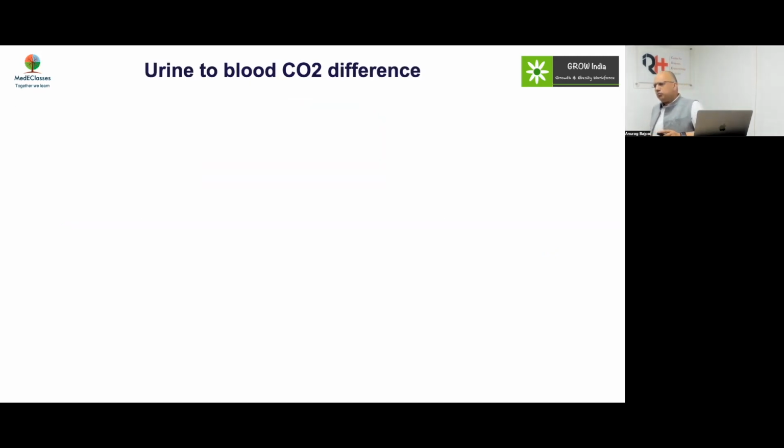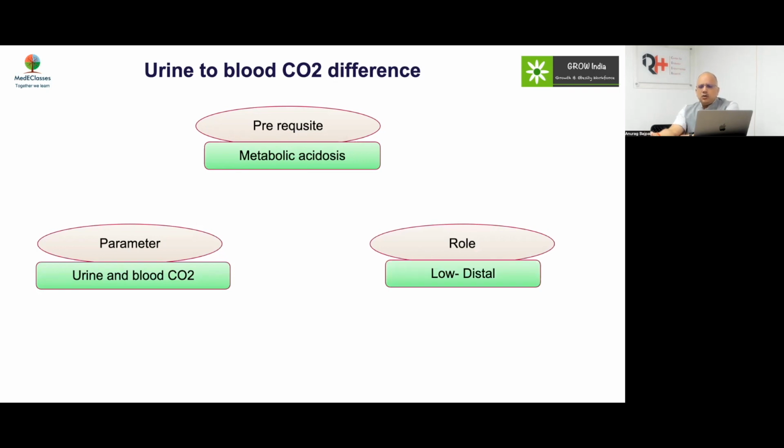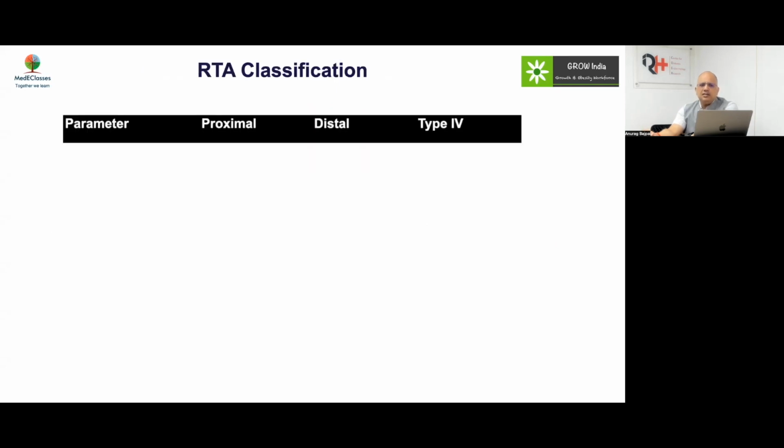Another measure which is considered to be a very gold standard measure to differentiate proximal from distal RTA is the urine to blood CO2 difference. Now, urine to blood CO2 difference is a marker of distal acidification. If the difference is less, it means there is a problem in acidification. If the difference is good, you are really acidifying well in that regard. This should always be done when you have metabolic acidosis, because when there is no metabolic acidosis, why would somebody want to acidify the urine? So the parameter to look at is urine and blood CO2. The rule is that if the level is low, this is distal RTA. If it's high, it's proximal RTA in that regard.